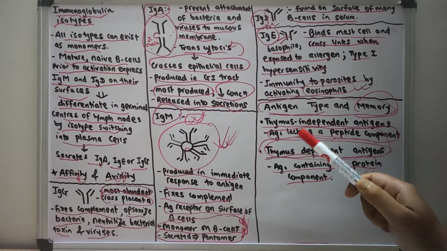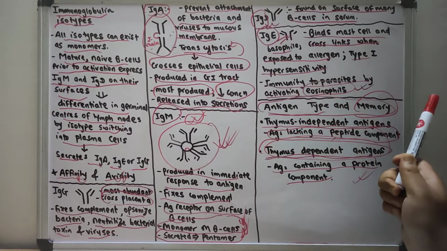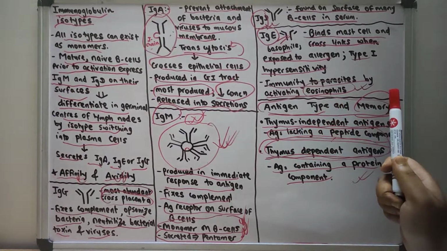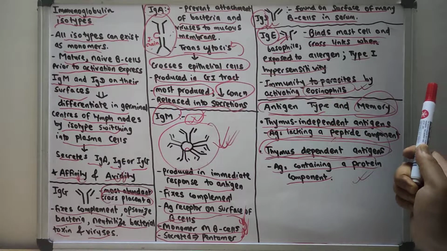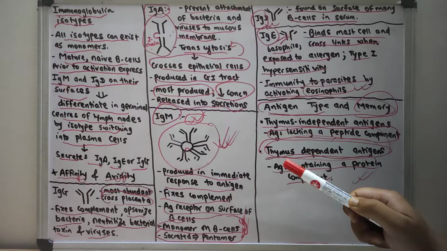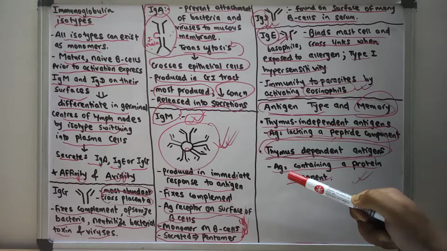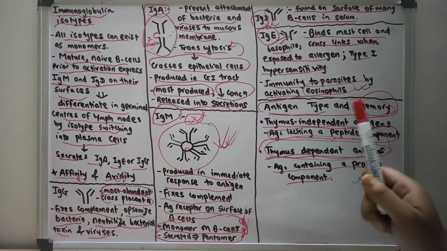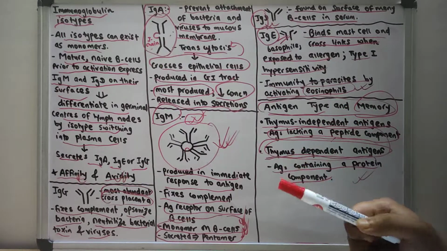You have to know that there are two types of antigen: thymus independent antigen and thymus dependent antigen. The thymus independent antigens are antigens lacking a peptide component, whereas the thymus dependent antigens are antigens that contain a protein component. So this much for today.